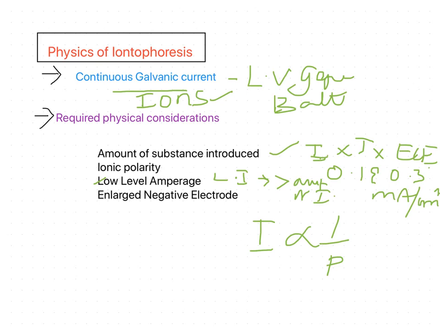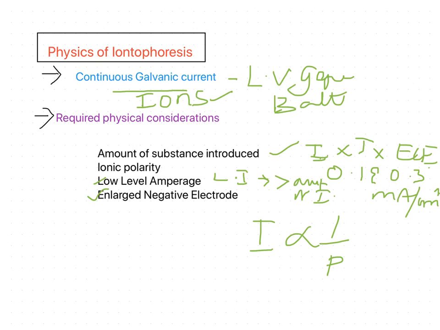And now coming to the enlarged negative electrodes. This is very, very important. The negative electrode is more irritating than the positive due to the formation of caustic sodium hydroxide under the negative electrode. The high concentration of hydrogen ions and the relative rapidity of reactions at the cathode suggest a method of reducing the current density under the negative electrode, to avoid undue irritation and possible burns.